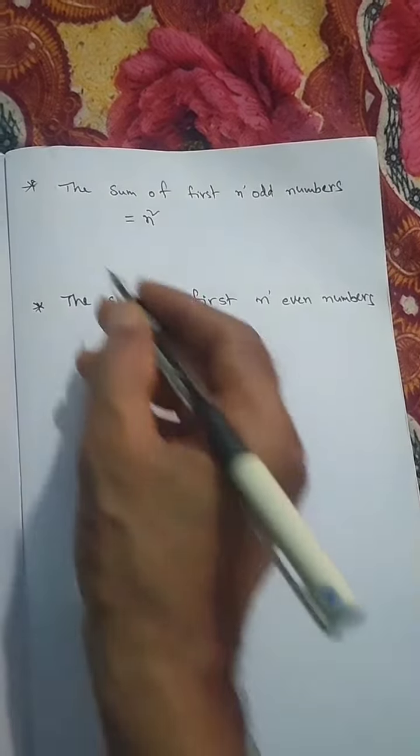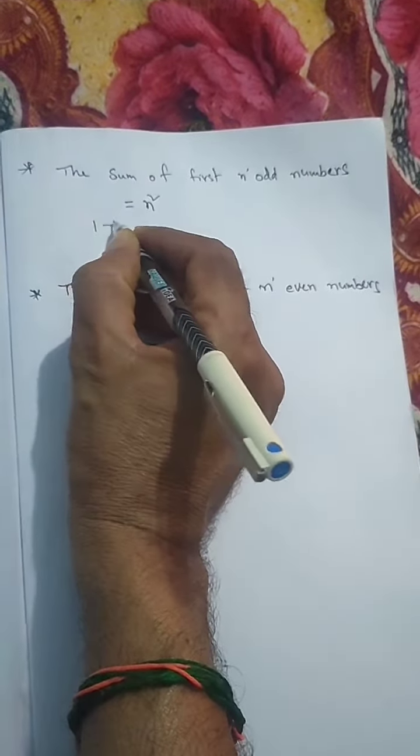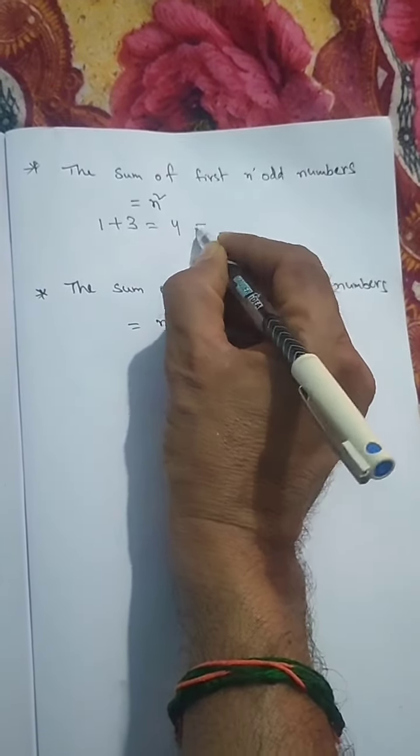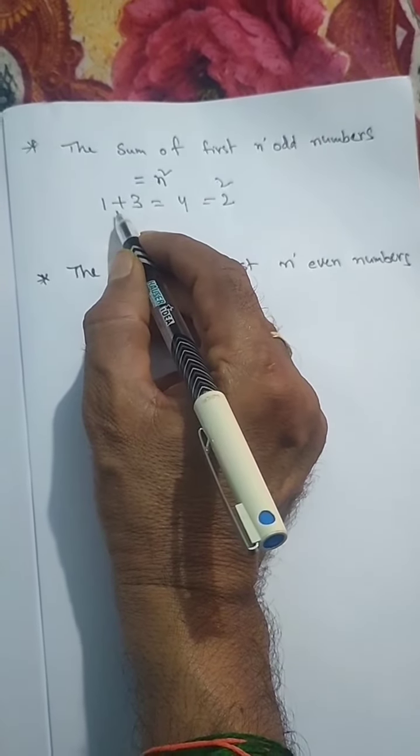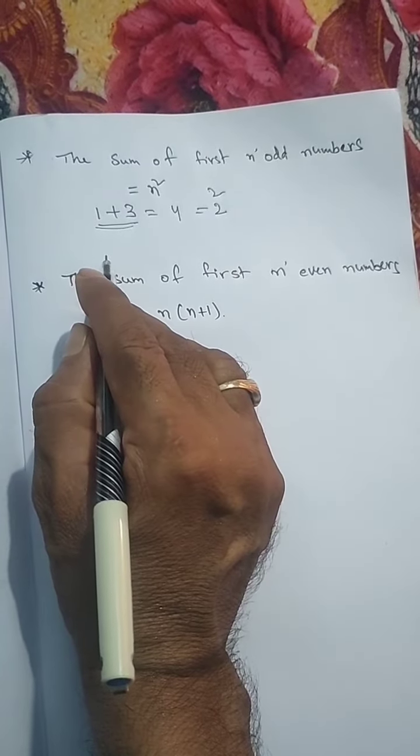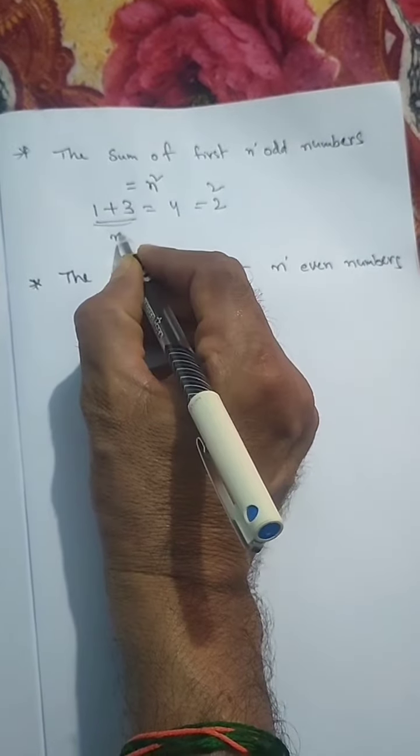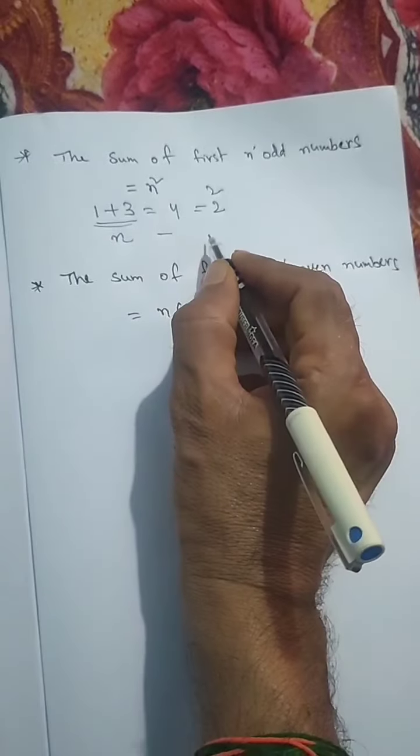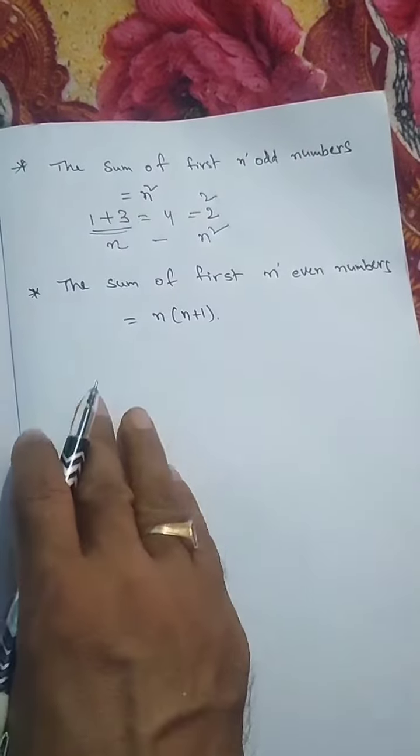We have to take the first two odd numbers. For example, 1 plus 3 equals 4, that equals 2 square. So how many numbers have we taken? Two first odd numbers, so 2 square. If we take the first n odd numbers, the sum of the first n odd numbers equals n square. Like that we have to check.